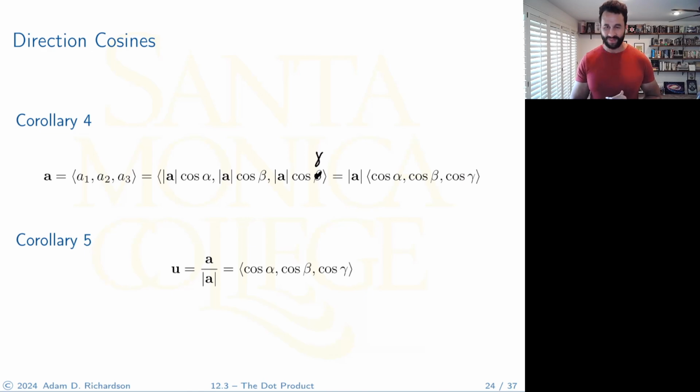What's even cuter is that if you want a unit vector in the direction of A, you just divide that by the length of A. When you divide by the length of A, it cancels this factor here, and you're just left with cosine alpha, cosine beta, cosine gamma. So if you want a unit vector in the direction of some vector A, it's really just cosine of alpha, cosine of beta, cosine of gamma, where these are the direction angles. Very cute results.